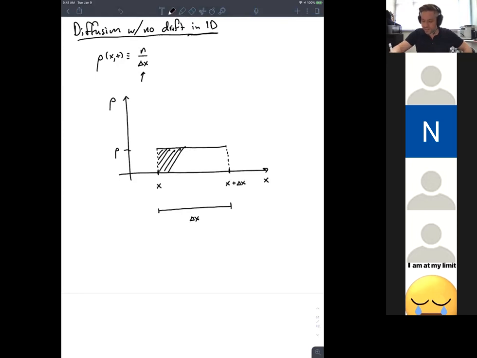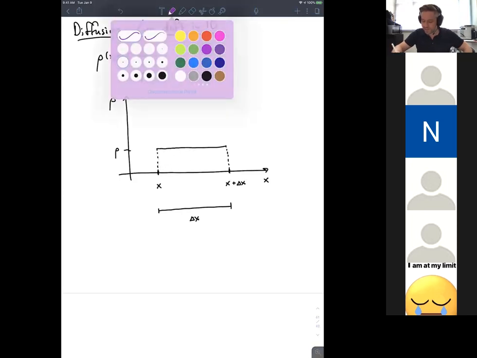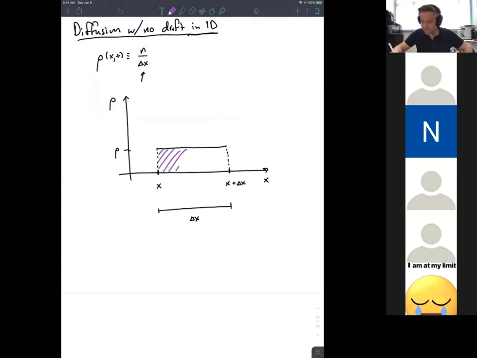I don't like black. Let's get some colors. Purple. Oh, yes. I feel like Prince today. There we go.